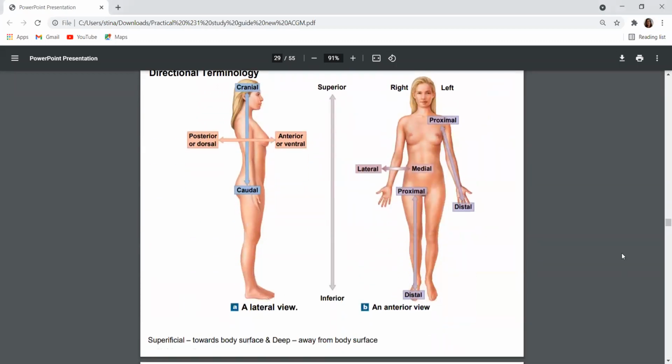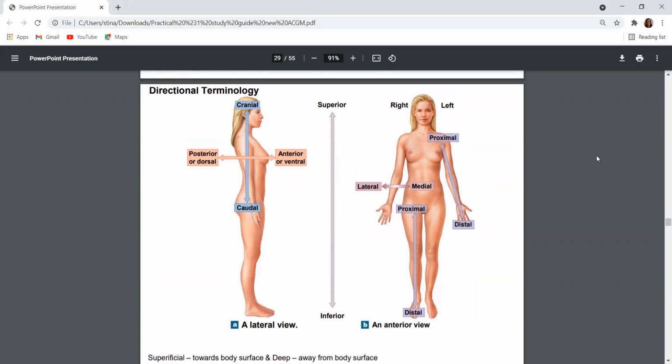Now, directional terminology. In the medical field, we use directional terminology. So we're not going to be saying front or back or top and bottom, okay? These directional terms take the place of those generic terms. So let's look at the picture on the left-hand side here.